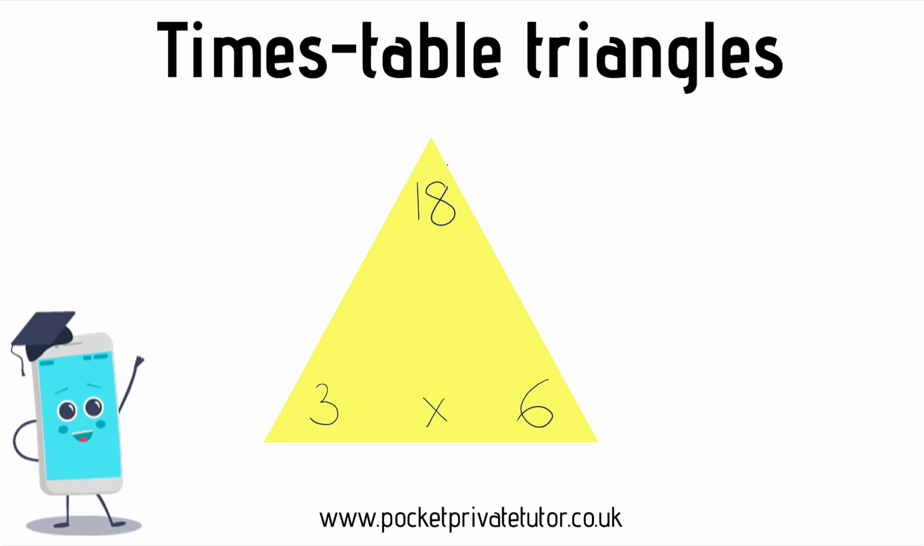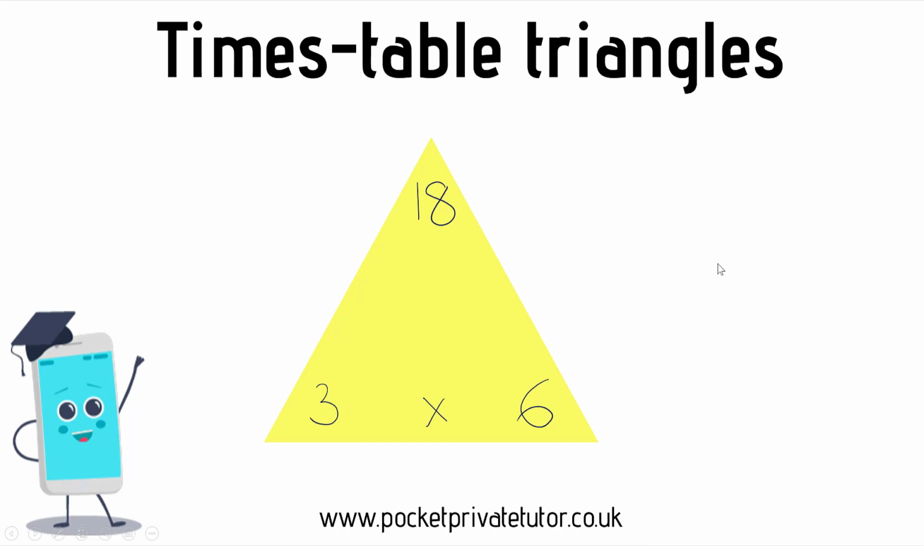So when we think about multiples and factors, I can say that 3 is a factor of 18. I can say 6 is a factor of 18. And the other way round, I can say 18 is a multiple of 3 and 18 is a multiple of 6. I can also say that 3 times 6 is 18 and that 6 times 3 is 18, because it doesn't matter which way round we do our timesing. And I can say that 18 divided by 3 is 6 and that 18 divided by 6 is 3.